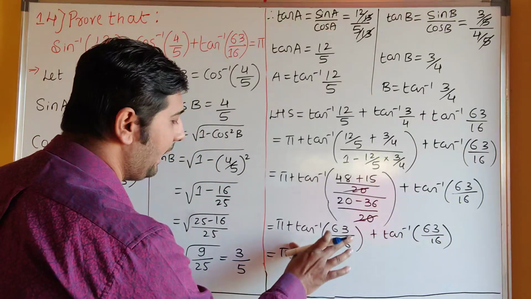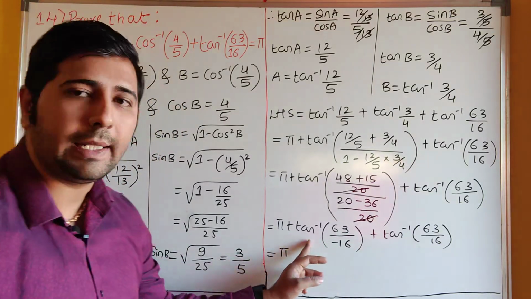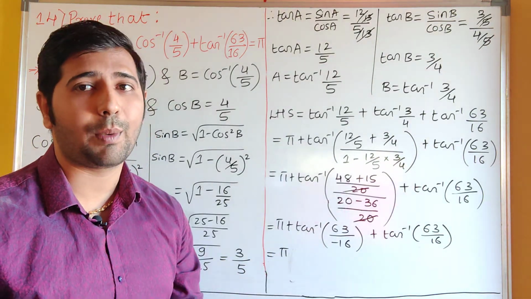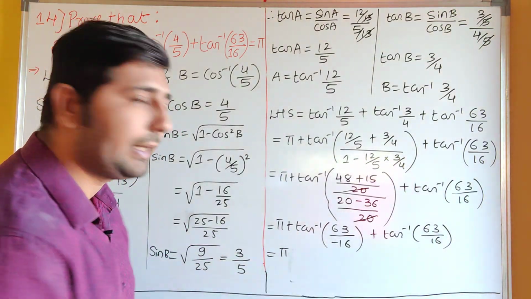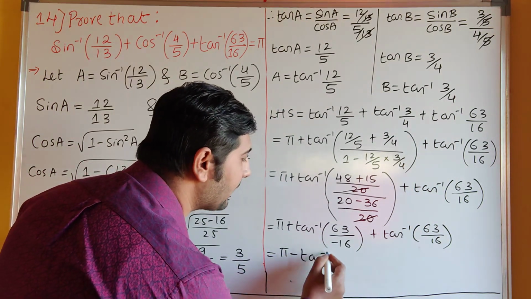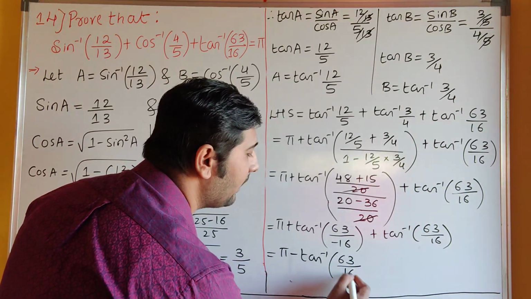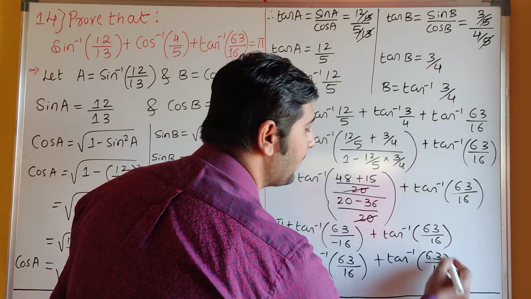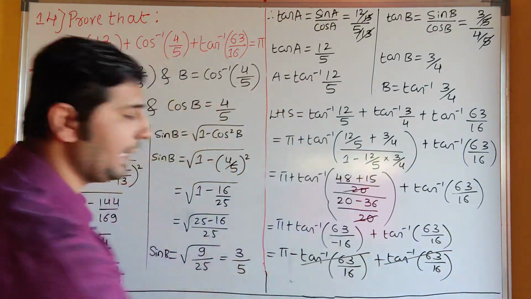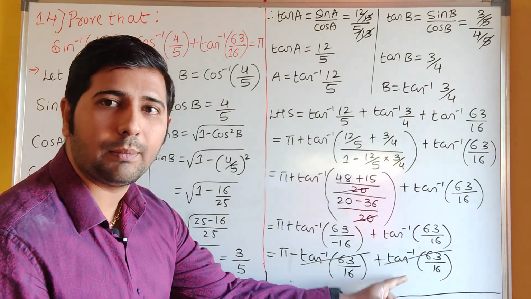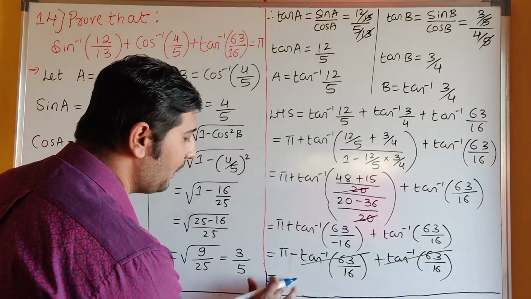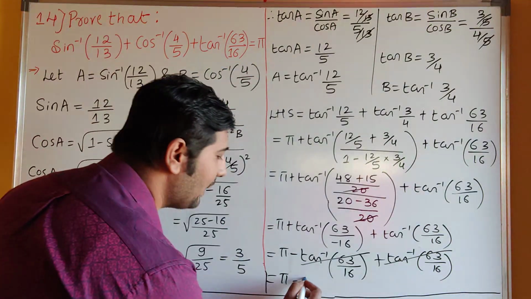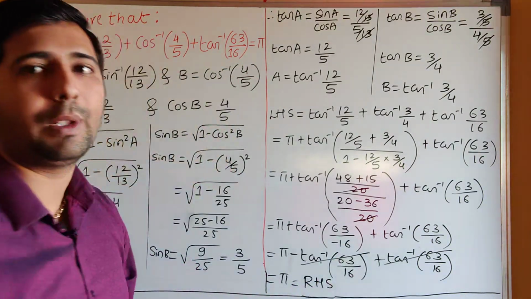Pi is as it is. Tan inverse of minus x, because the minus sign is here. Tan inverse of minus x, if you don't know the property, you remember tan inverse of minus x is minus tan inverse x, minus tan inverse x plus tan inverse 63 by 16 remains as it is. Plus minus get cancelled. This is minus or not? This is plus, both are cancelled. What you will remain with? You are remaining with only pi, and you can see your RHS which is pi only. So that's why, hence proved, dear students.